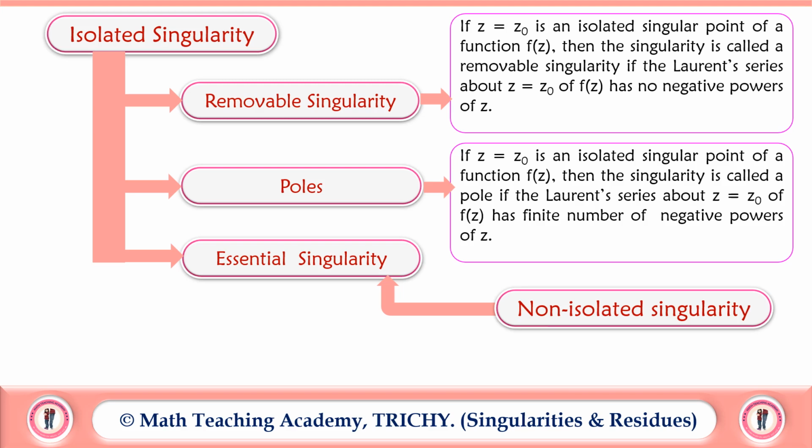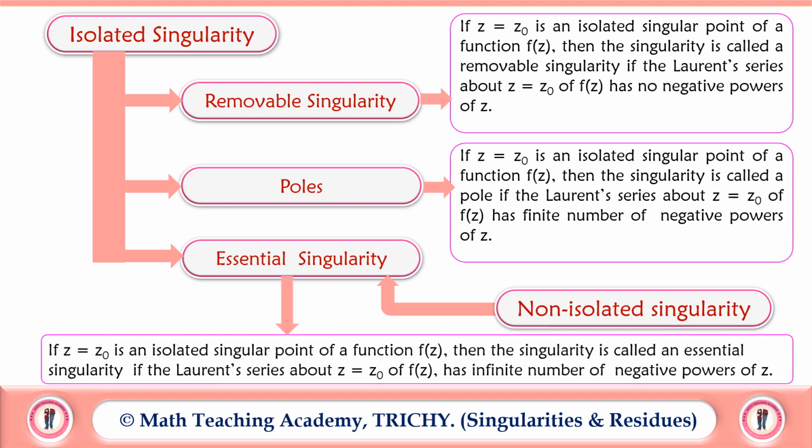Now we are going to look at essential singularity. If z = z0 is an isolated singular point of a function f(z), then the singularity is called an essential singularity if the Laurent series expansion of f(z) about z = z0 has an infinite number of negative powers of z. So if the Laurent series expansion of f(z) contains an infinite number of negative powers of z, then the isolated singular point is said to be an essential singularity.